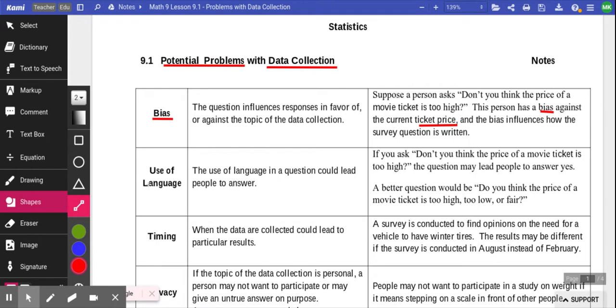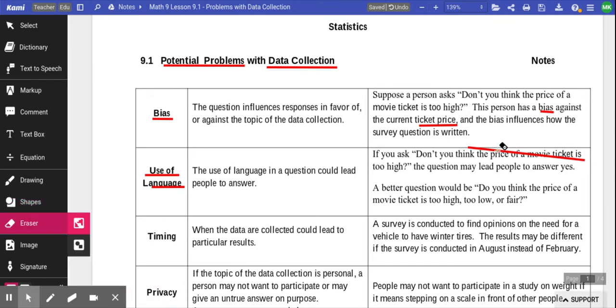It also connects largely with the use of language. Okay, so the way in which you ask a question is very, very important. So, for instance, in this question, I again have my movie ticket. I say, don't you think the price of a movie ticket is too high? Whoa, that line went all over the place.